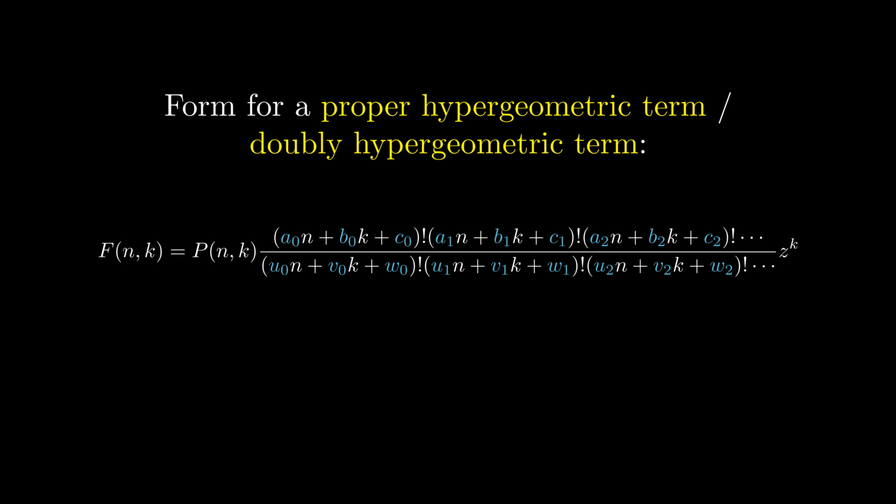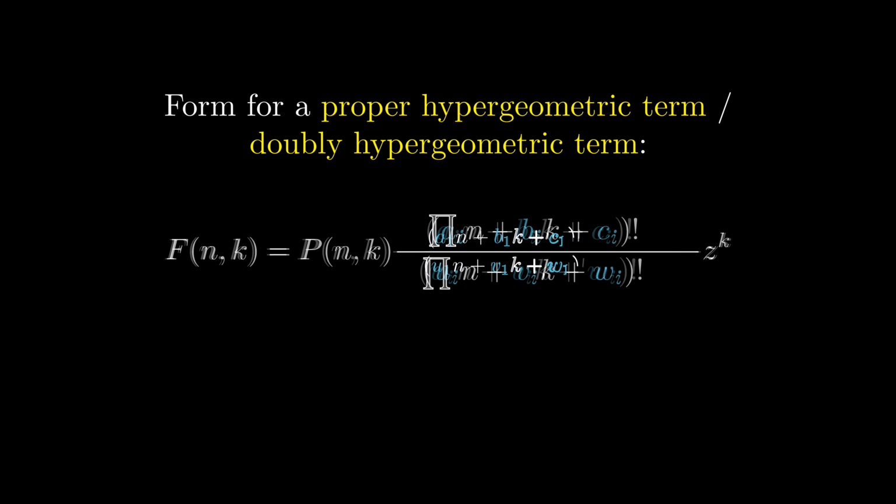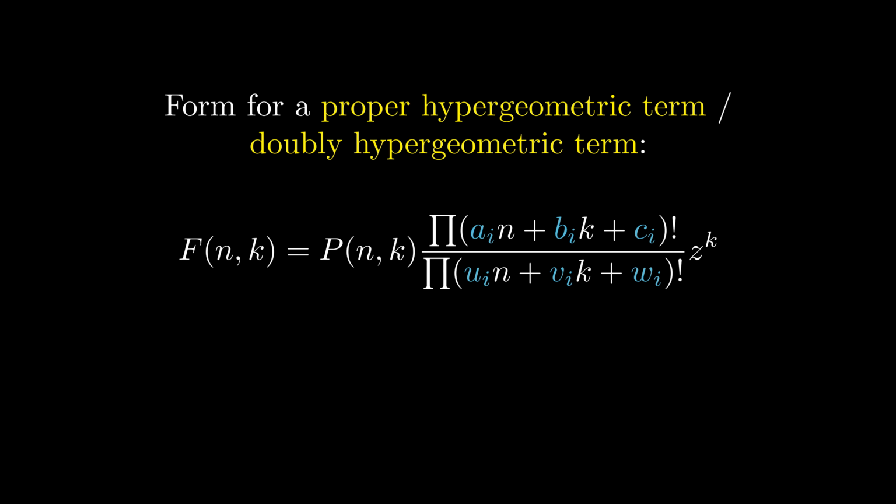While it may look really scary, just know that it is merely multiplying through a bunch of mostly factorial terms, with each of them being a linear combination of n, k, and a constant. This general form isn't critical to the understanding of the rest of this video, but I figure that since we are solving all hypergeometric sums and identities, it would help to have a better understanding of what hypergeometric terms look like.